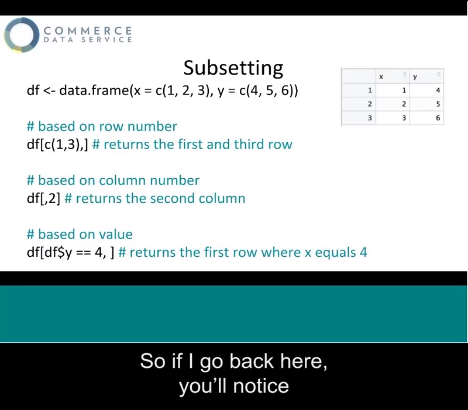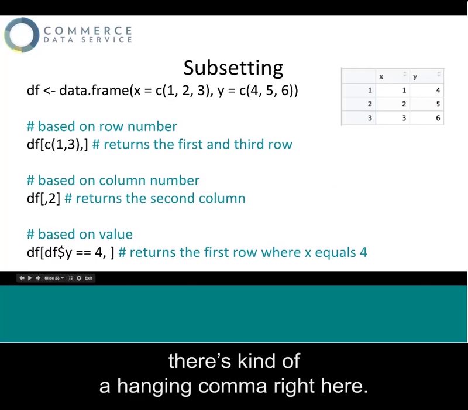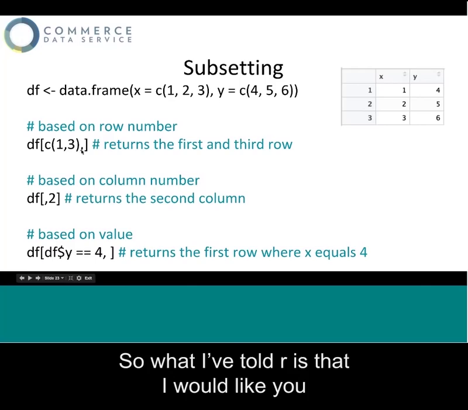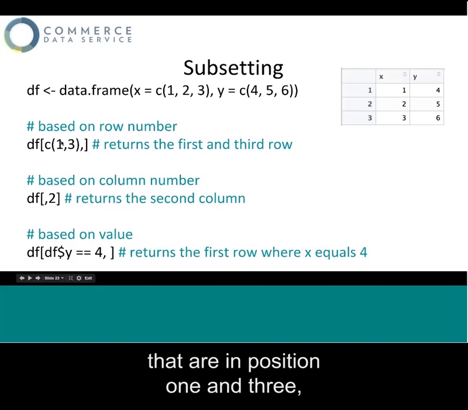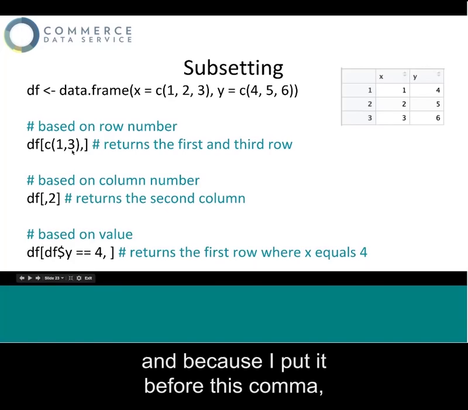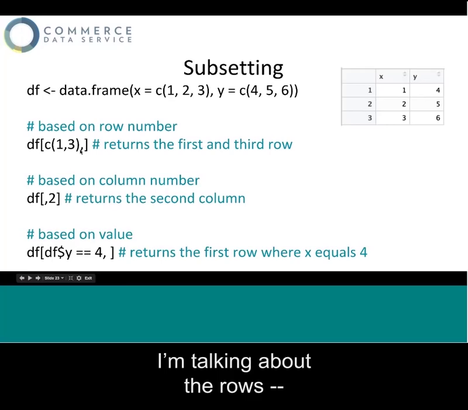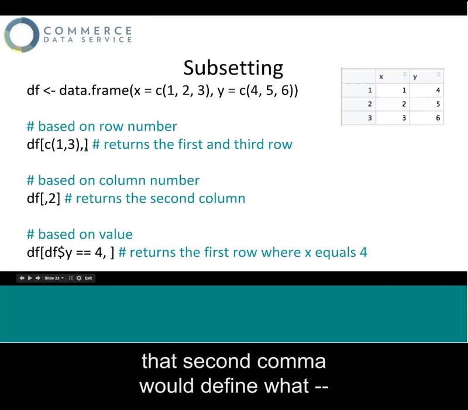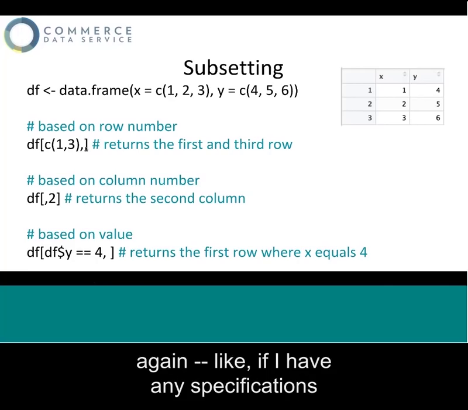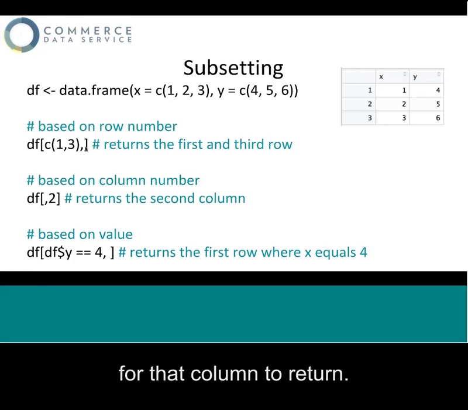Let me go back to this real quick. This part right here, where there is an object and square brackets, and there are two parts inside of it: row, then a comma, and then column. That comma is really important because it tells R which thing you're referring to. Are you talking about things that are in rows or things that are in columns? If I go back here, you'll notice there's a hanging comma right here. So what I've told R is that I would like you to return things that are in position 1 and 3. And because I put it before this comma, I'm talking about the rows. So this first row and this third row. Anything I put after the second comma would specify which column to return. But because I left it empty, it's going to return everything.